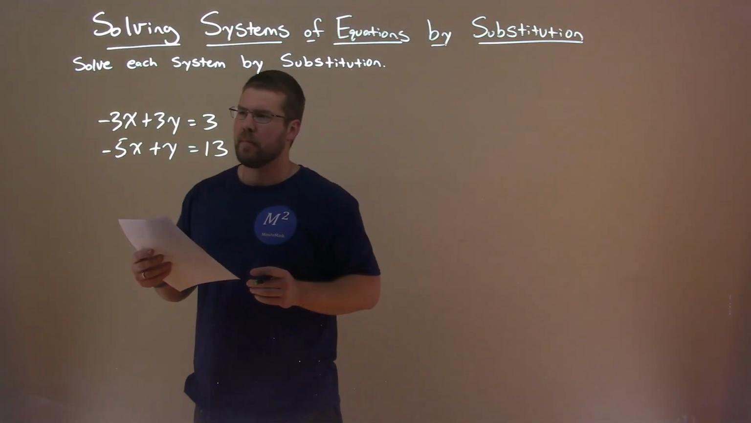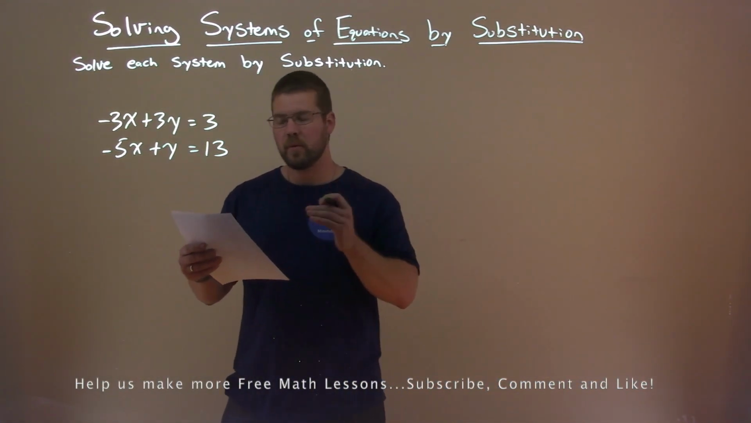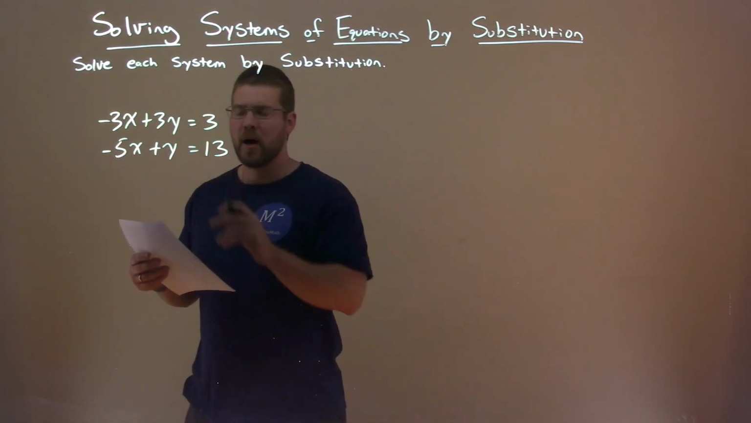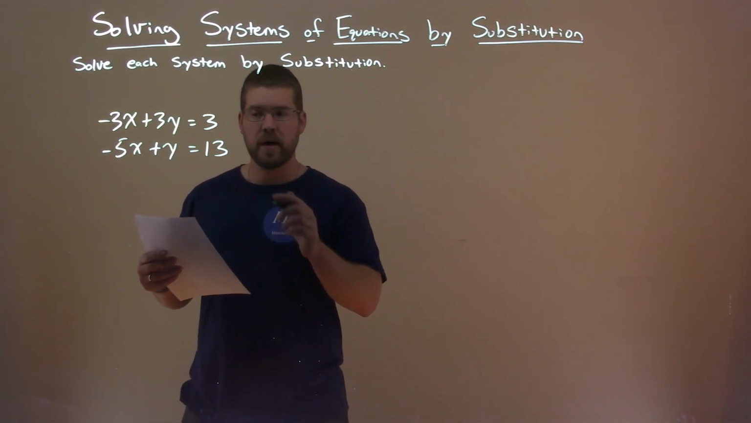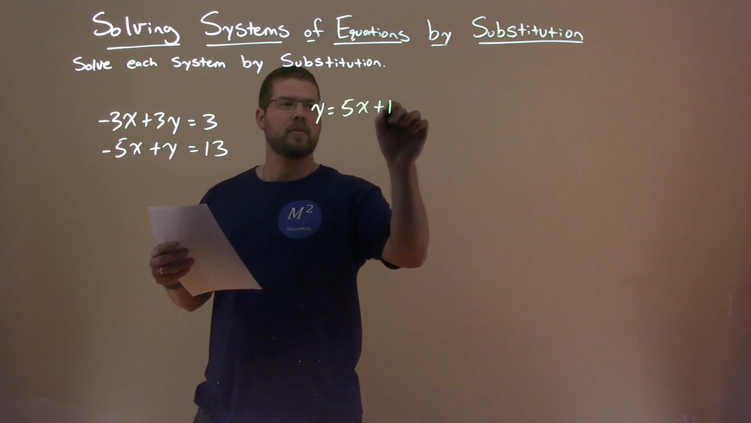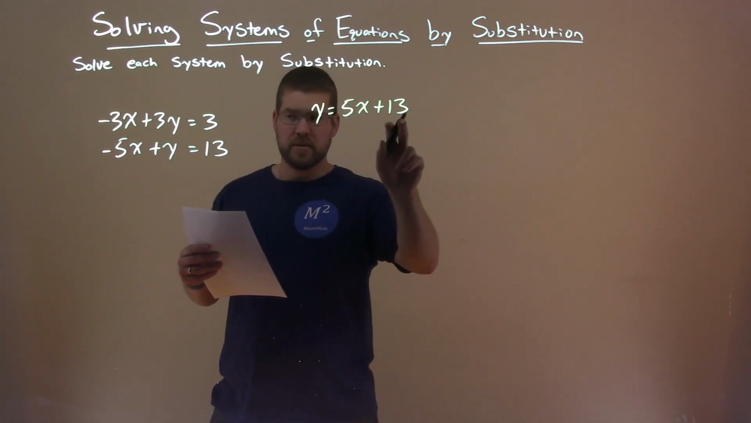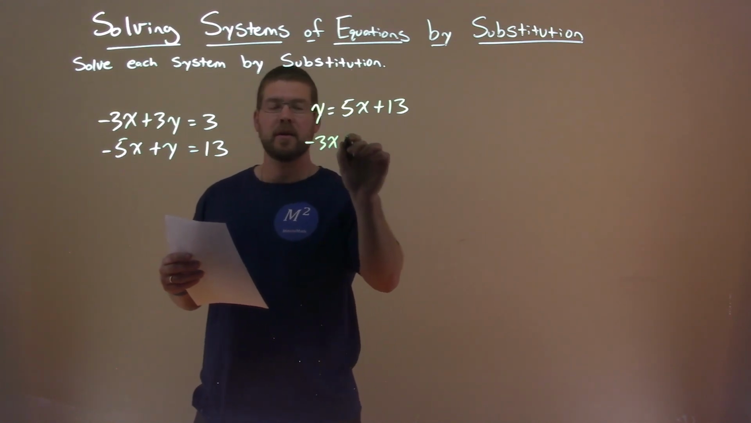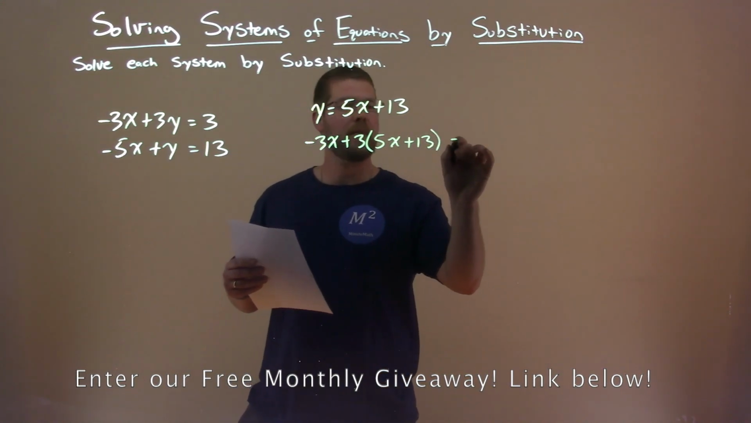We're given this problem, minus 3x plus 3y equals 3, and minus 5x plus y equals 13. And we want to solve the system by substitution. I can see in my second equation, I can get y by itself very easily. I have to add a 5x to both sides. So to do that, I can write y equals, add 5x to both sides, positive 5x plus 13. Well, how does that help us here? Well, we can take that y value, being 5x plus 13, and substitute it in for y in the first equation. So we have minus 3x here, plus 3 times y, which is 5x plus 13, and that equals 3.